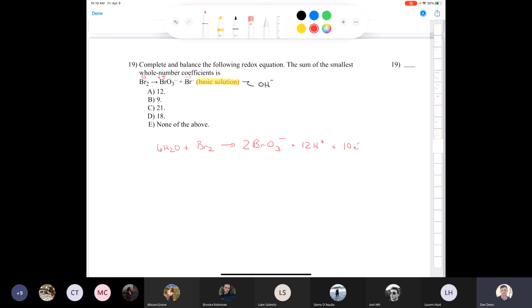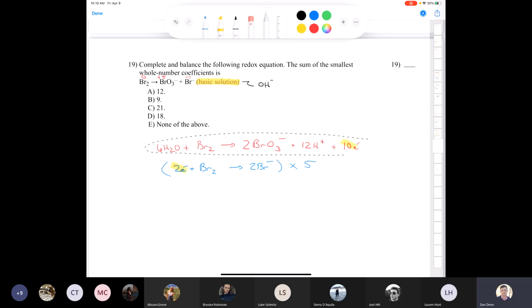Next, I'm going to balance the reduction. Maybe I'll use a different color. I have my bromine, which is giving me a bromide. First, I'll balance the bromines. Next, I'll balance the electrons. There are no hydrogens and no oxygens to balance, so I just have 2 electrons plus bromine like that. In order to get the electrons to cancel, I have to take the second equation and multiply it by 5, which would give me 10. I'm going to copy this.